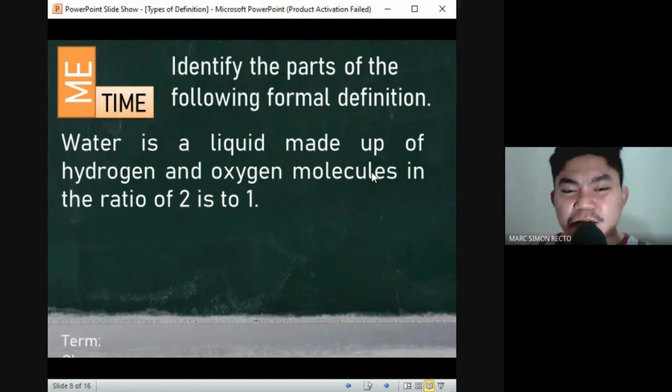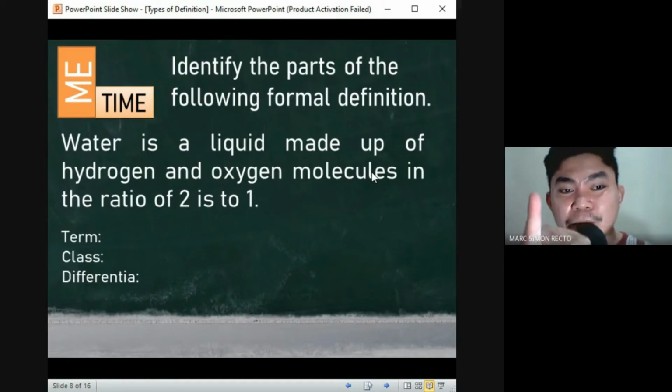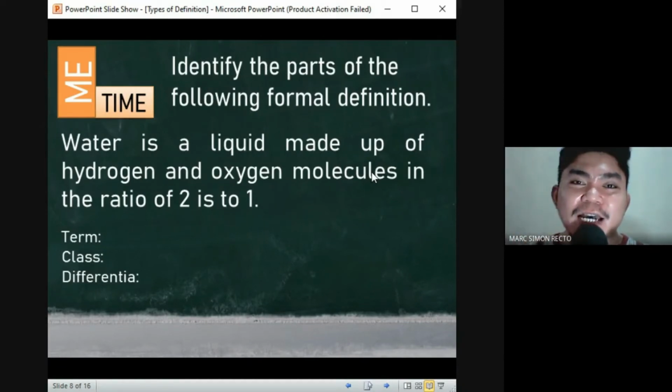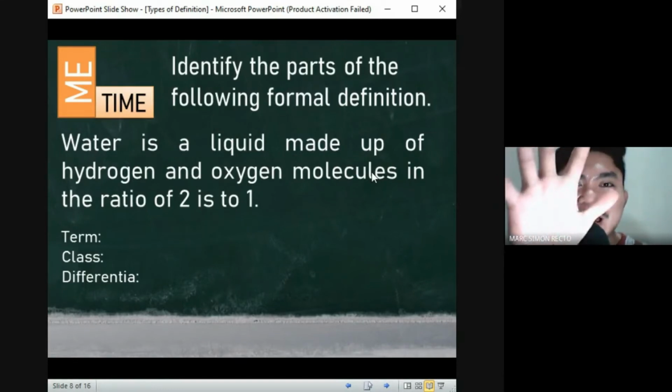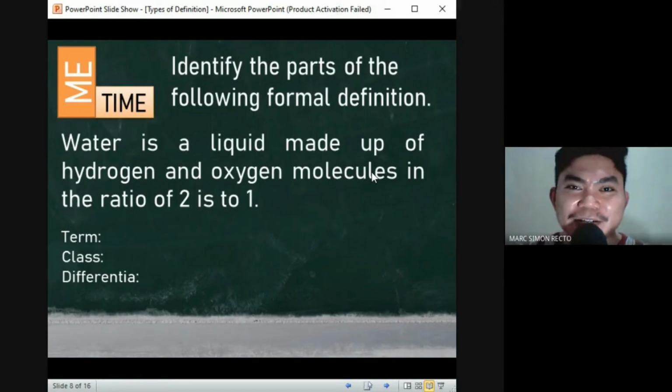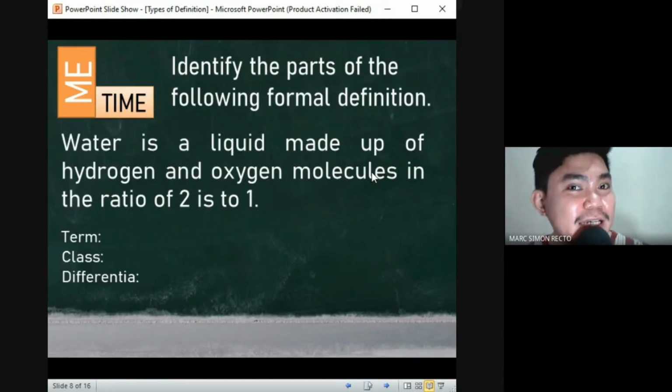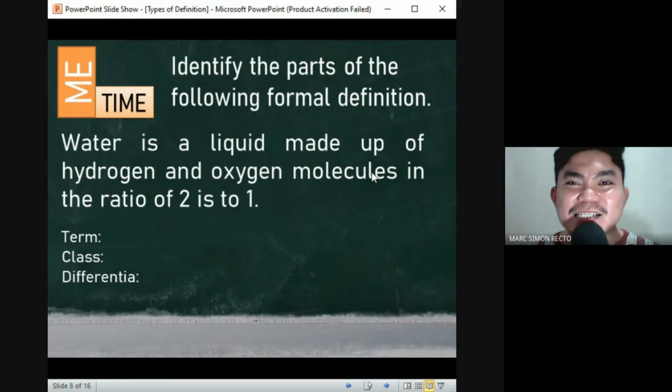Remember, these are the parts: term, class, and differentia. Your 5 seconds starts now. 5, 4, 3, 2, 1. Let me have your answer. The term is water. That's your answer. Good. Then, what's the class? Liquid, doing good. Then, the differentia. Let's see if your answer is correct.